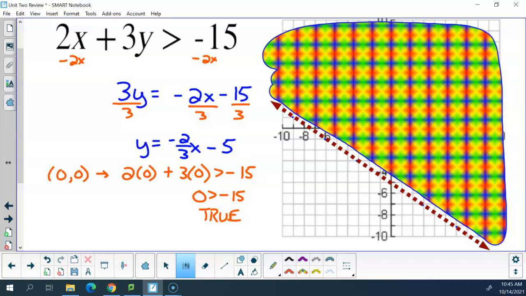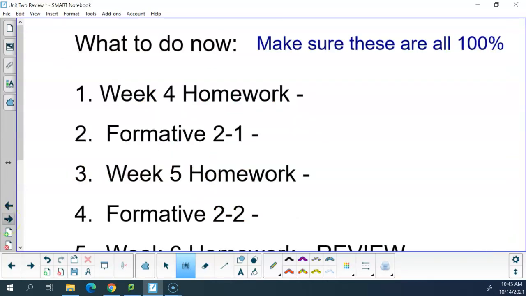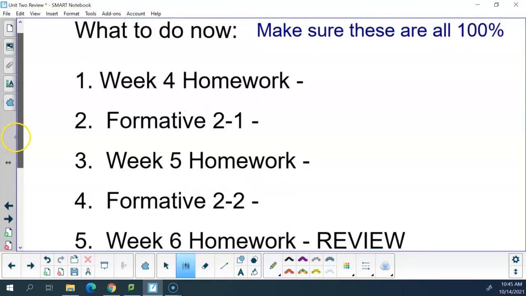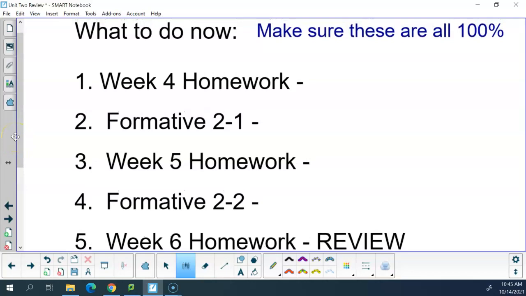Good. Okay. On the test, how many points will we get off if we don't dash the line? Half.